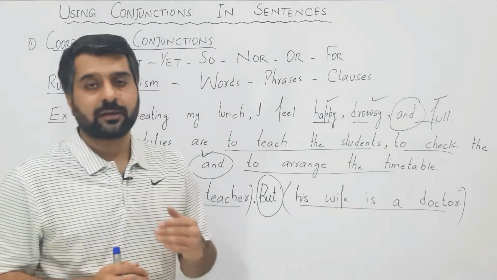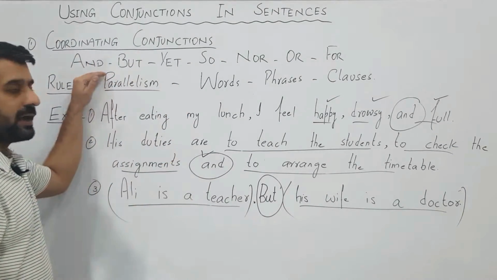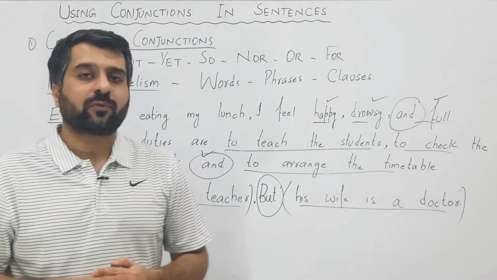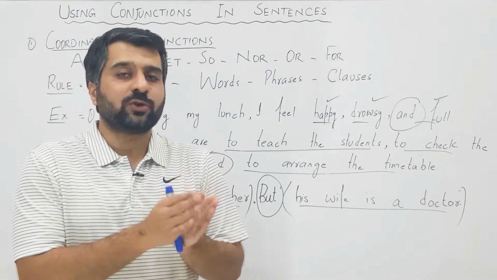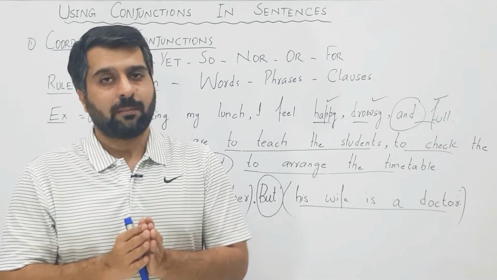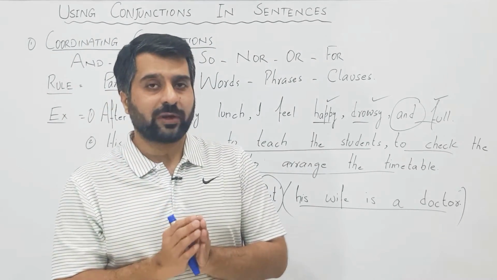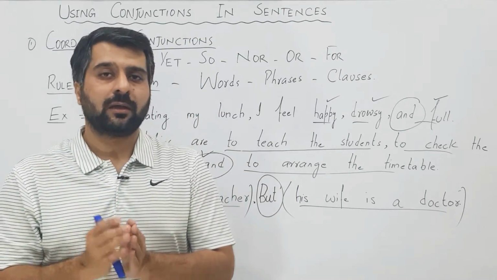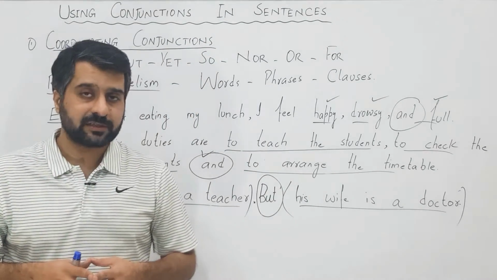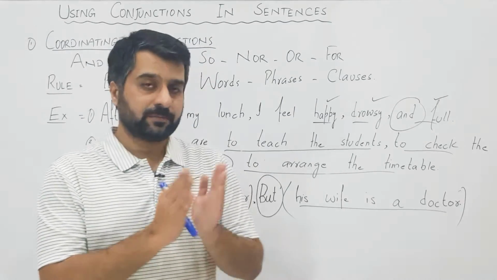First of all, there are almost 7 coordinating conjunctions, and those coordinating conjunctions are and, but, yet, so, nor, or, for. So these are the 7 coordinating conjunctions, and you can use these 7 in your sentences, but maintaining the rule of parallelism. So what does that mean? To maintain parallelism means you can join only similar ideas, similar phrases and similar clauses if you use coordinating conjunctions in your sentences. So let's discuss it with the help of a few examples.